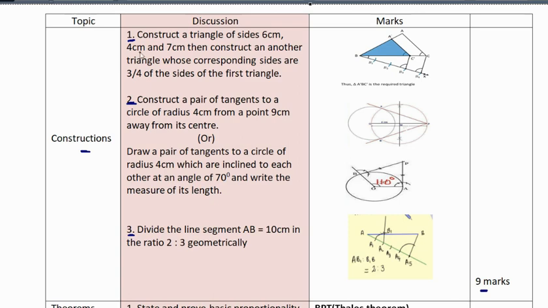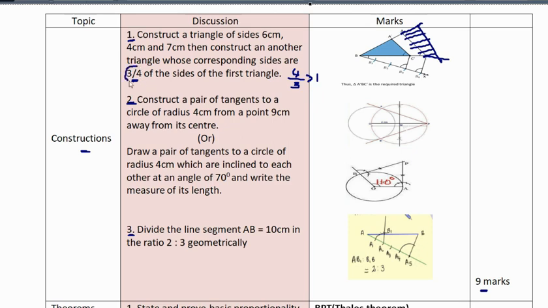The first and foremost important questions we can expect in the board exam are scale factor problems, that is 3 by 4th of the first triangle or 4 by 3 of a triangle. If it is 3 by 4, the triangle lies inside the given triangle, as you can see in the picture. And 4 by 3 is definitely greater than 1, so the triangle lies outside the given triangle. So we have to draw a triangle which is outside, so you have to extend, and this will be the 4 by 3 of the triangle.